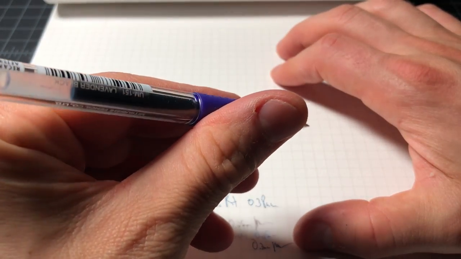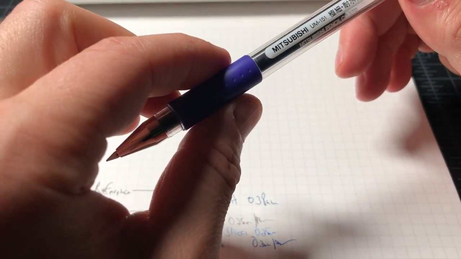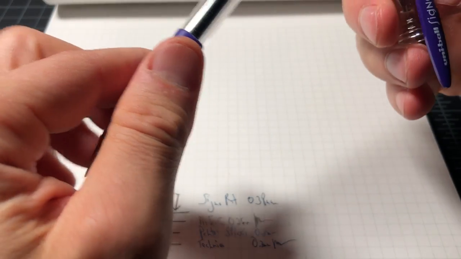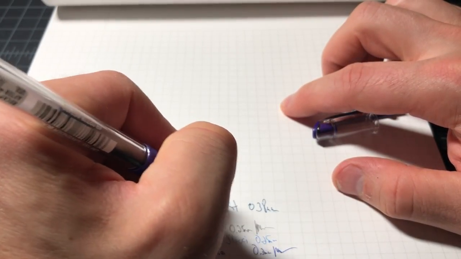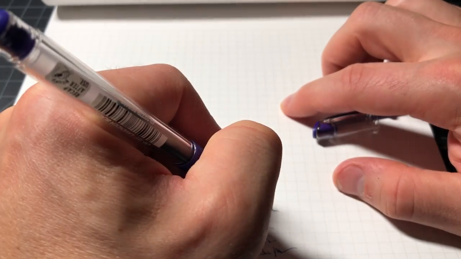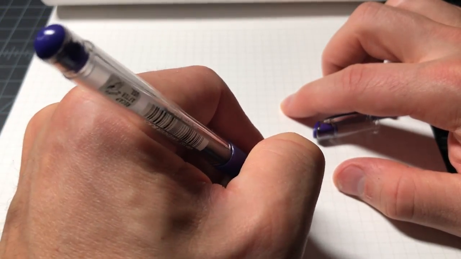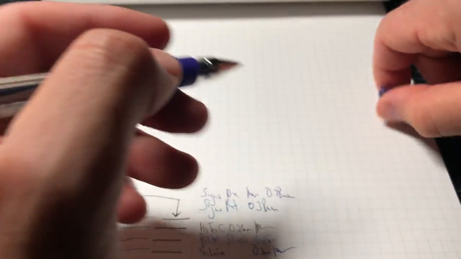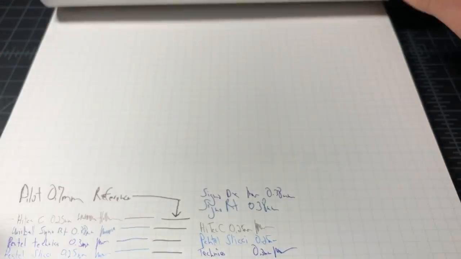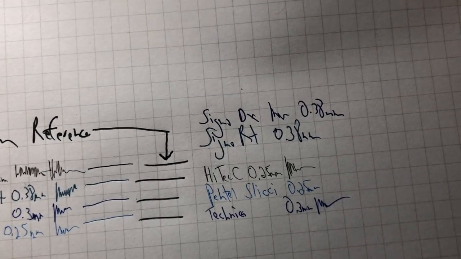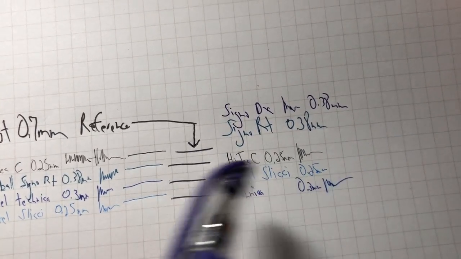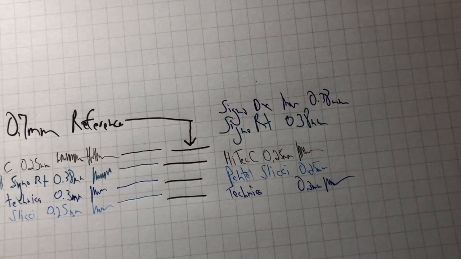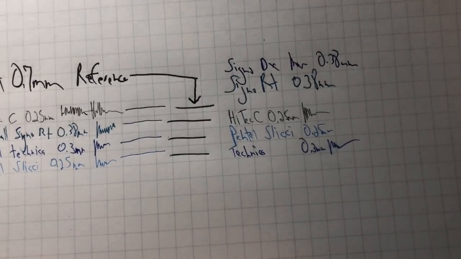And again, this is the, whatever I said, Signo DX. And now with that 0.38, it's kind of more like you're using just a fine tip pen. It's not a hyper fine. So you definitely have a big distinction between 0.38 and 0.25, and even that 0.3, as you can see here in the writing sample.